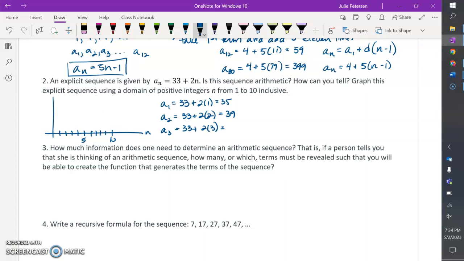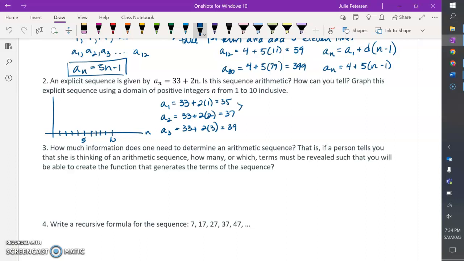Wait a minute. Let me go back and fix that. Okay, sorry, 33 plus 4 is 37, and then here we go, 39. There we go. Okay, so as we do this, you can kind of see what's happening every time. The first term is 35, the second term is 37, the third term is 39. You can see that these are going up, and you can see what our common difference is, because that's how much it's going up by every time.